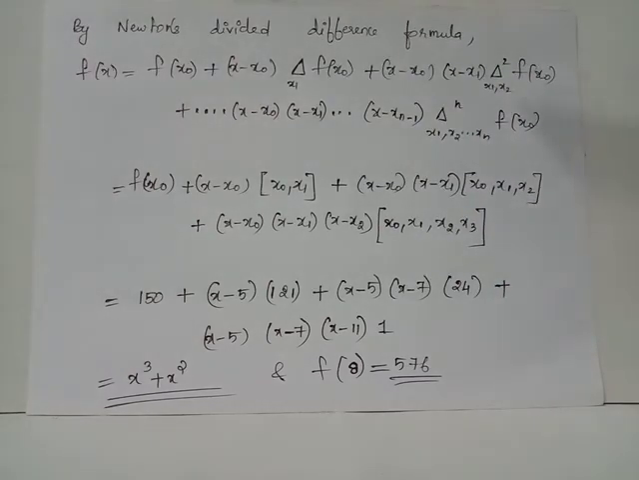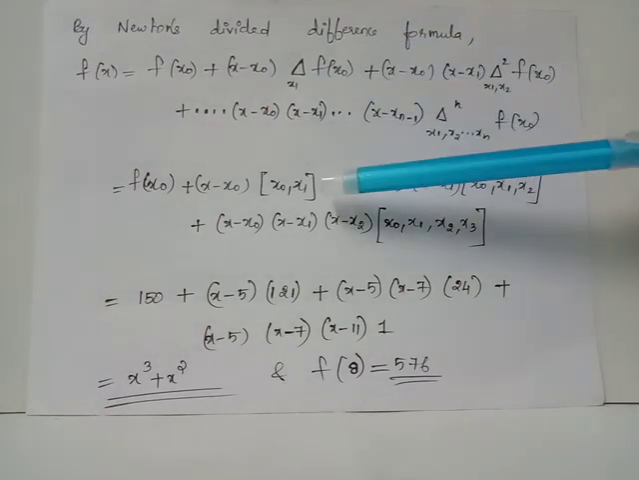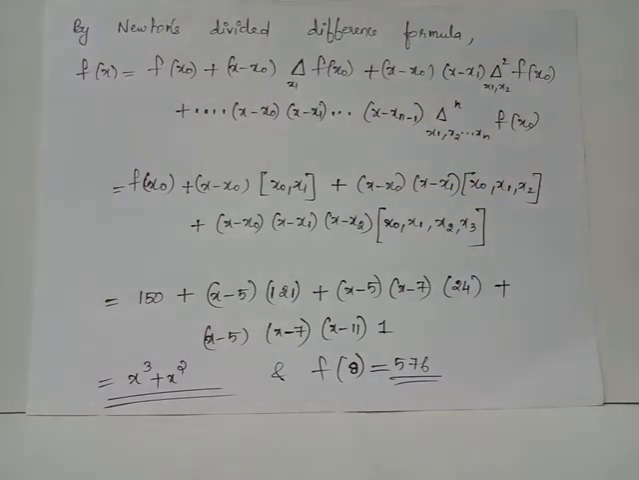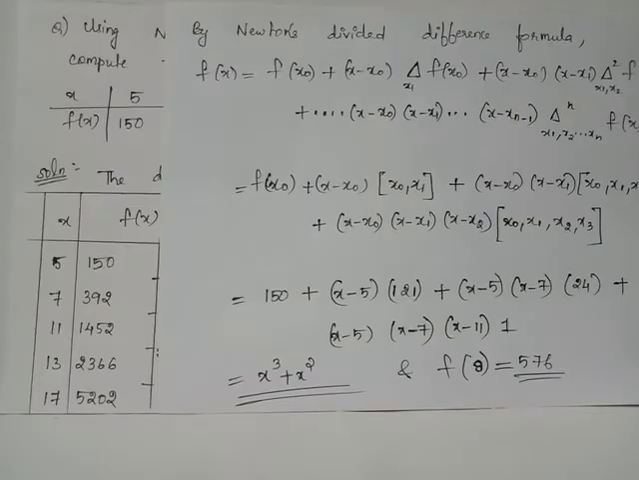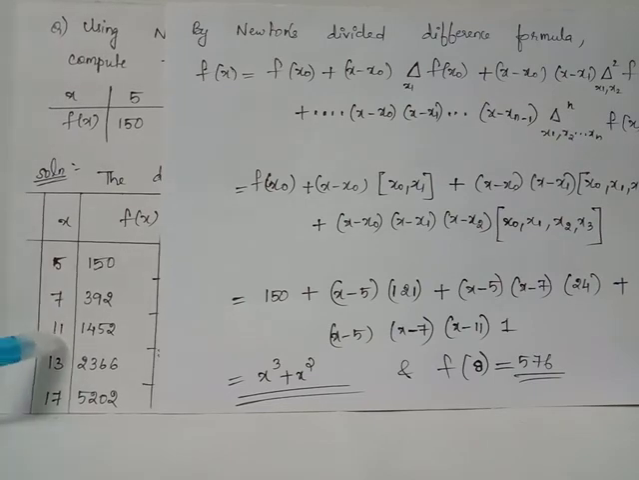Delta f of x naught, and square bracket x naught x1, denotes the first divided difference at x naught. Similarly, delta square f of x naught, and square bracket x naught x1 x2, denotes the second divided difference at x naught, and so on. Since we have x naught equals 5 and it is given that f of x naught equals 150, we have from the table x1 equals 7 and x2 equals 11.